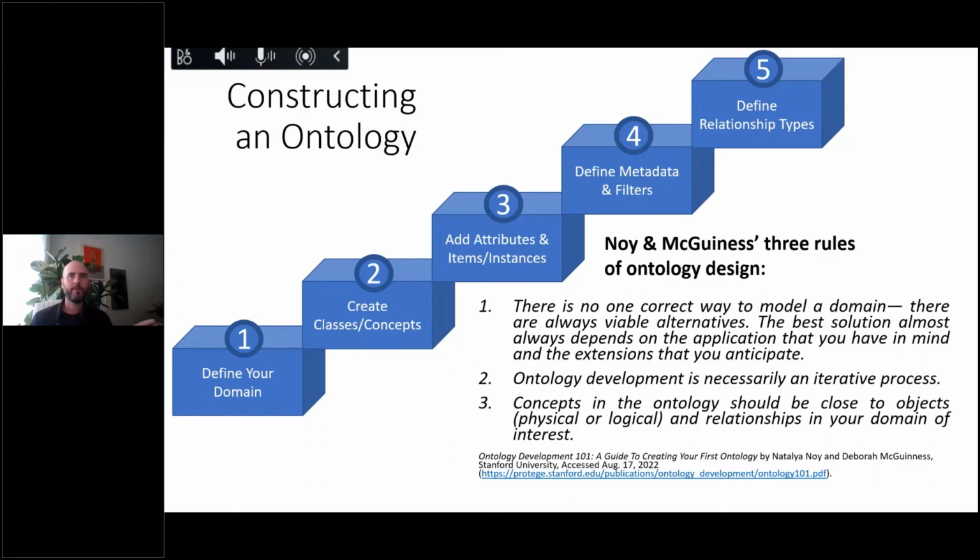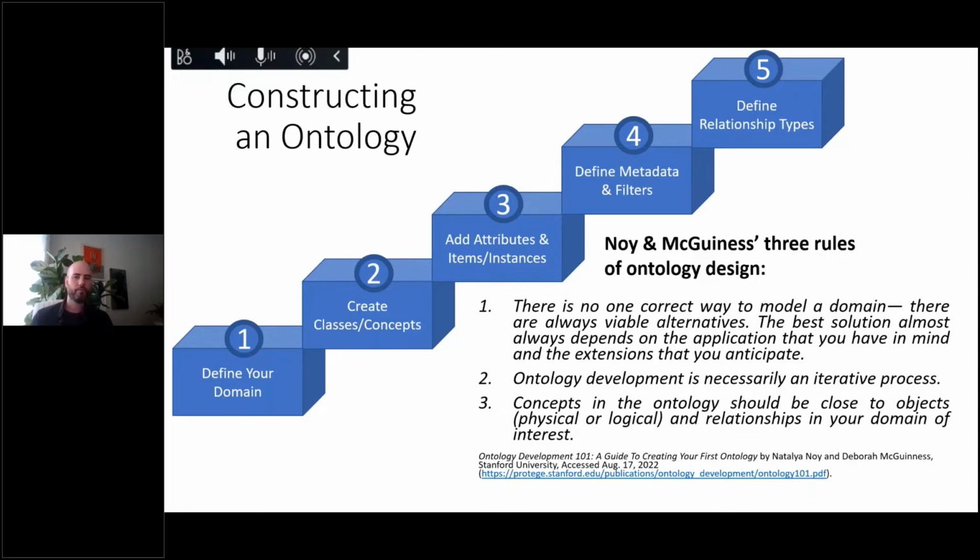Constructing an ontology could be the subject of an hour-long presentation, probably many hour-long presentations in itself. I would like to just point out there's a really great resource from Stanford University that they publish in association with a free program called Protege, which is a graphical software that allows you to build ontologies in a graphical environment that can then be translated into one of the machine learning languages. So I would encourage you to check out the paper if you want to learn more about this subject, written by Noy and McGuinness.